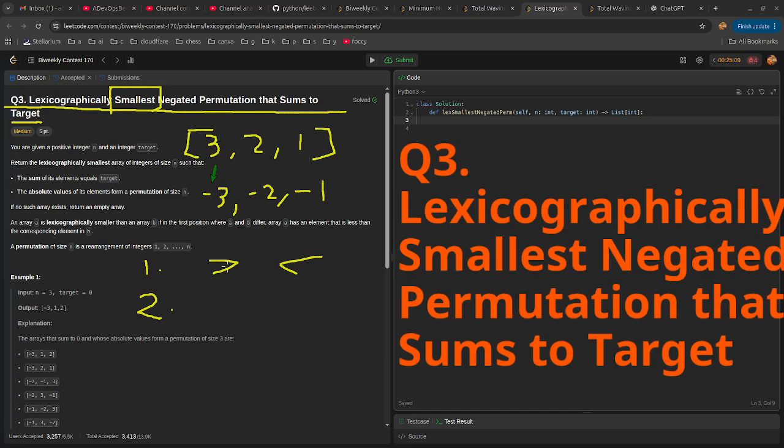And before we return the result, we want to sort it to make sure it is in lexicographical order. But that's the idea to solve this problem. I'm moving to the coding part. Feel free to fast forward.